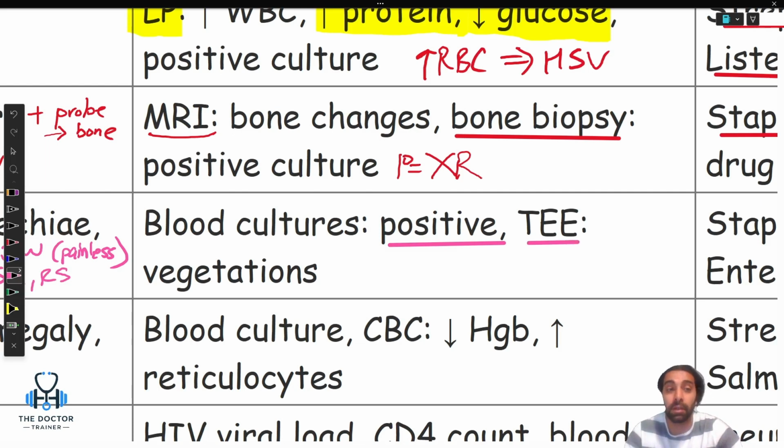So if you see positive blood cultures and you have a murmur on exam, or if they do an echo with a vegetation, you still need to do a TEE because that's better for right-sided vegetations. Even if, let's say, they do a TTE, a transthoracic echocardiogram, and it's negative, that shouldn't stop you from getting a TEE because TEE is much more sensitive in picking up vegetations in the right side of the heart.